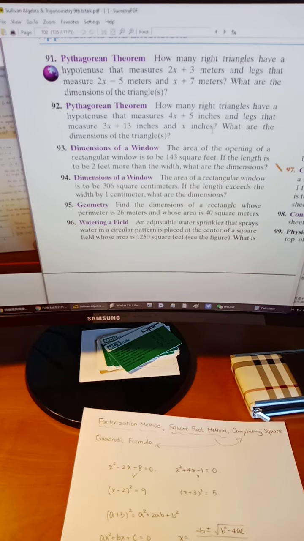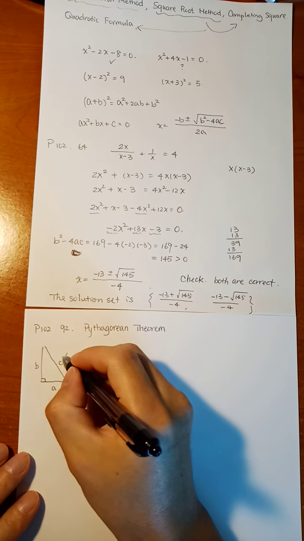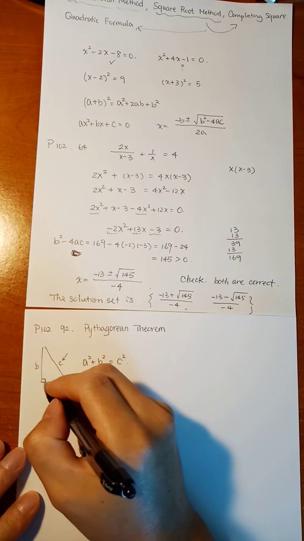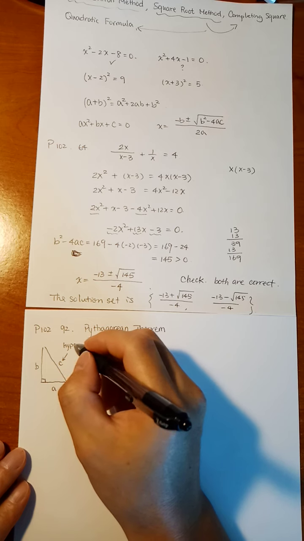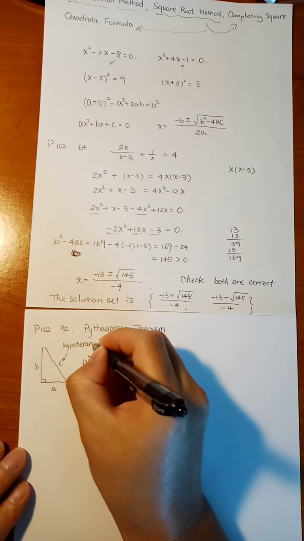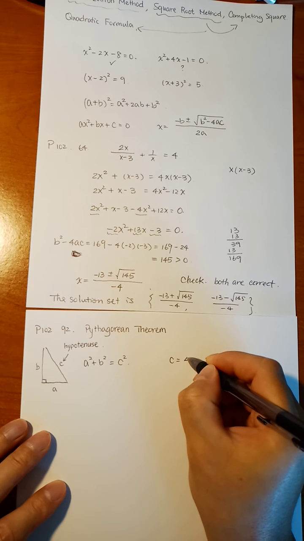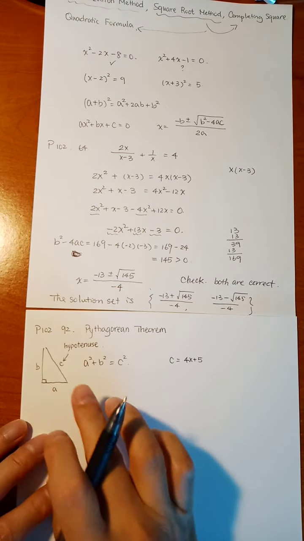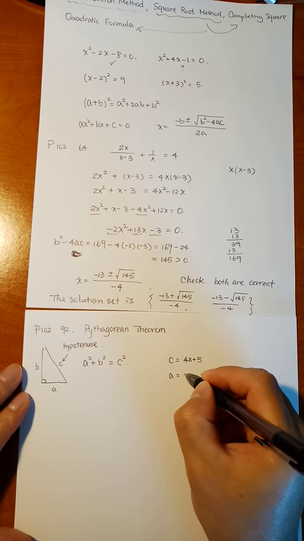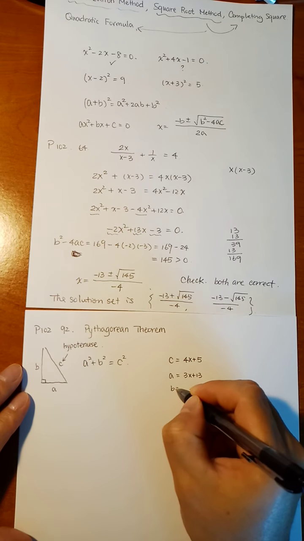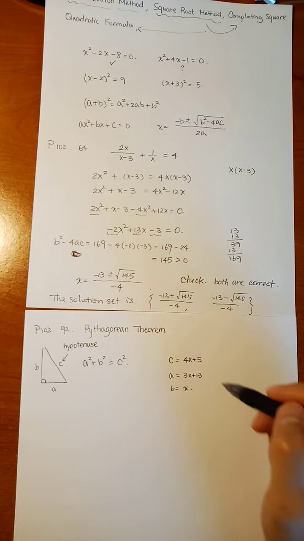I'm going to rotate my camera. Okay, this one is the hypotenuse. The longest length facing the opposite to the right angle. This is the hypotenuse. The problem 92 says the hypotenuse is 4x plus 5. Two legs. For those two legs, there's no name. So one leg is 3x plus 13. The other leg is x. So they want to know how many solutions for this.